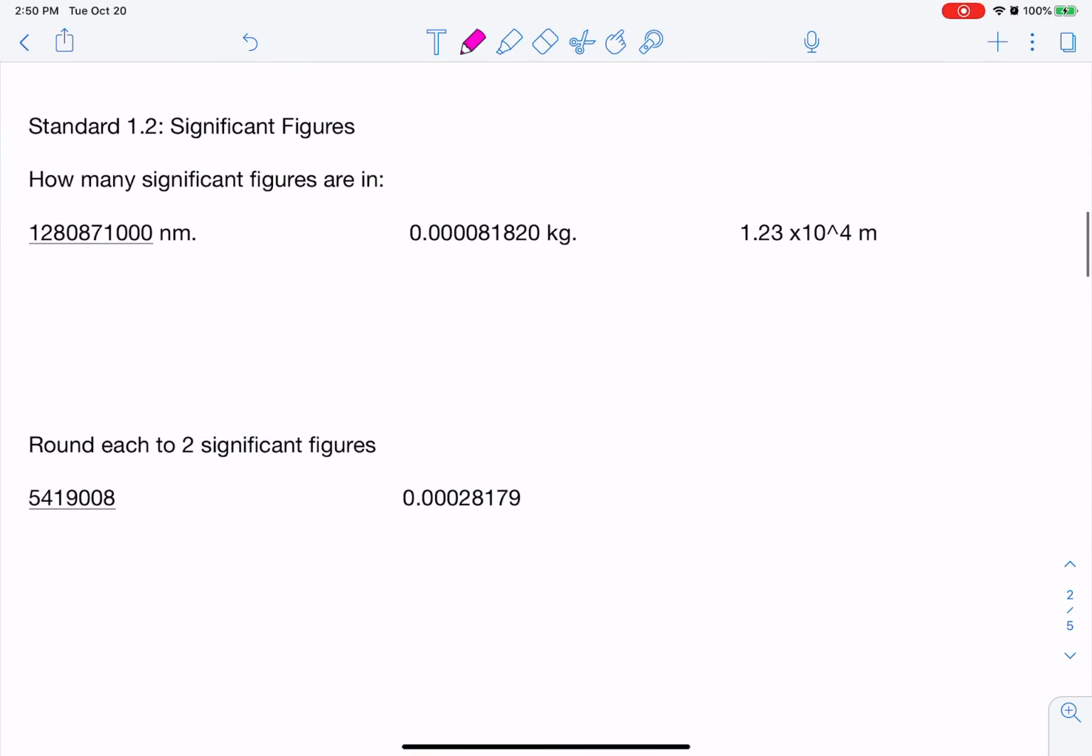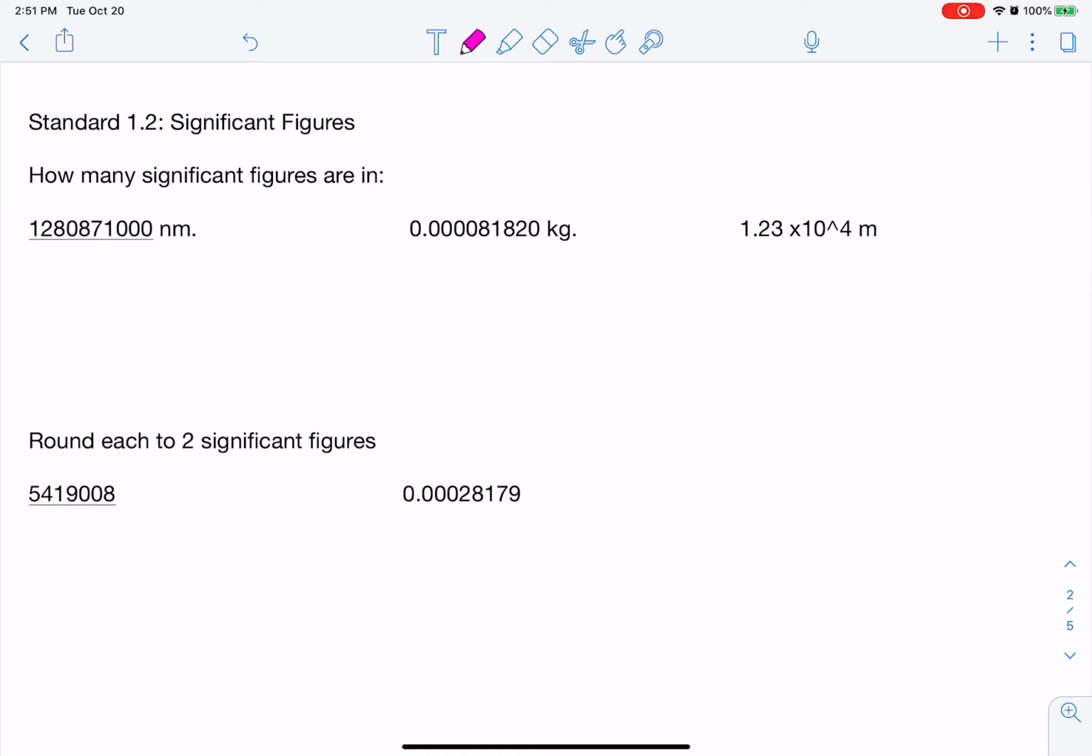Standard 1.2 talks about significant figures, okay? So for this first question here, we're going to look at how many significant figures there are in a given value. And for this, we need the Atlantic-Pacific rule, right? So if our decimal is absent, we start counting from the Atlantic side. If our decimal is present, we start counting from the Pacific side, starting with the first non-zero.